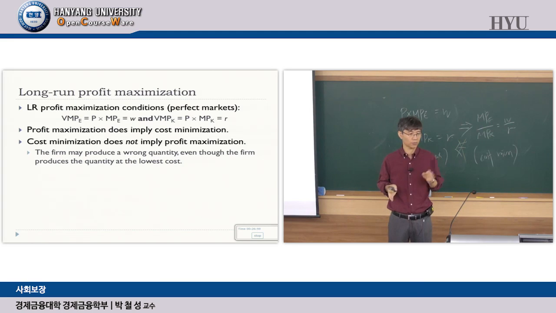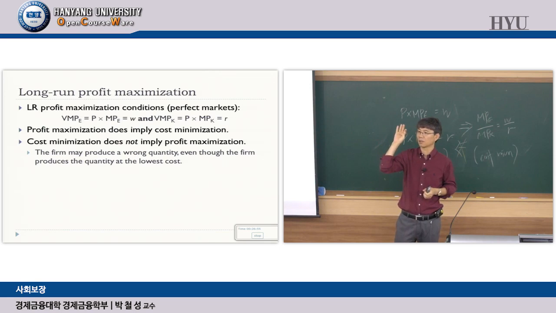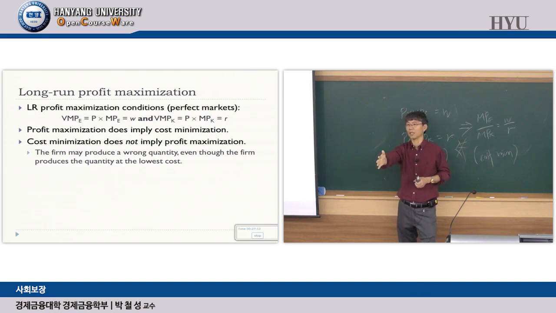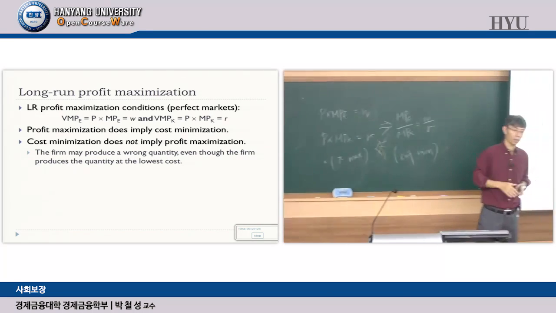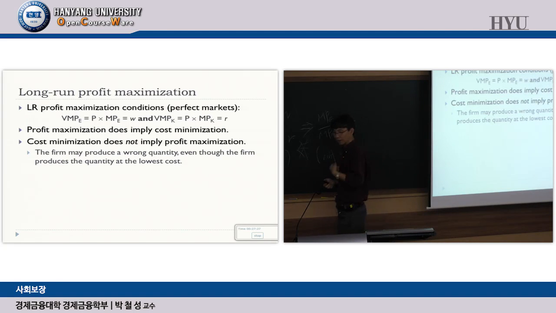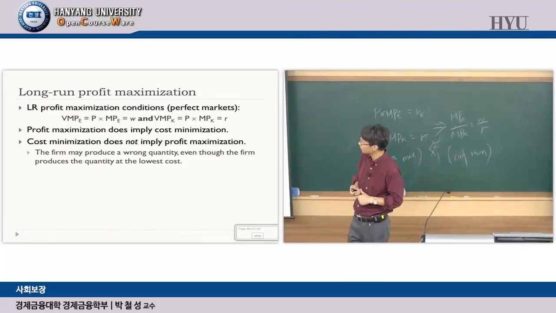Okay? So profit maximization you can think of as a two-step process. First, you find the profit maximizing output, and then you minimize the cost. Actually, it's not exactly two-step because they will solve these two problems at the same time. But conceptually, you can think of it as a two-step process. Find the optimal quantity and then find the optimal labor and capital input to produce that quantity. Okay? So cost minimization is only the second step. You have to complete the first step to actually maximize profit.